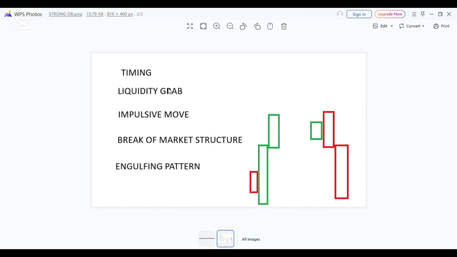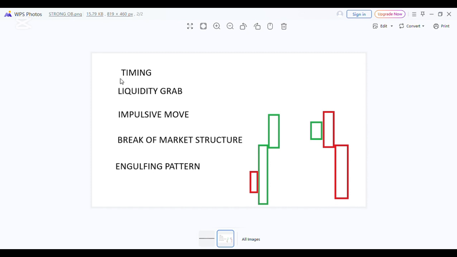Some traders use the line chart, some traders use the bar chart, but here as candlestick chart specialists we are solely going to be focusing on the candlestick formation. So there are 5 rules that categorize a strong order block.